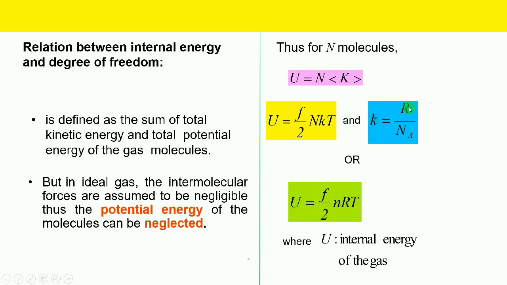We can write k as R upon Na, where Na is Avogadro's number and R is the gas constant. In terms of small n, the number of moles, it is F by 2 nRT. So these are two formulas for internal energy, in terms of the number of molecules and in terms of the number of moles.